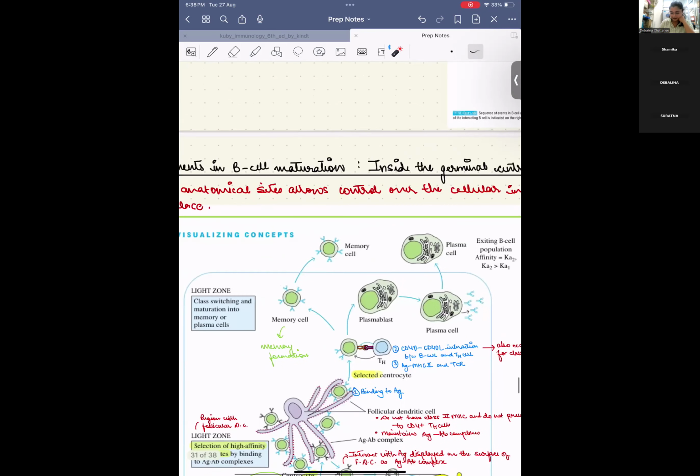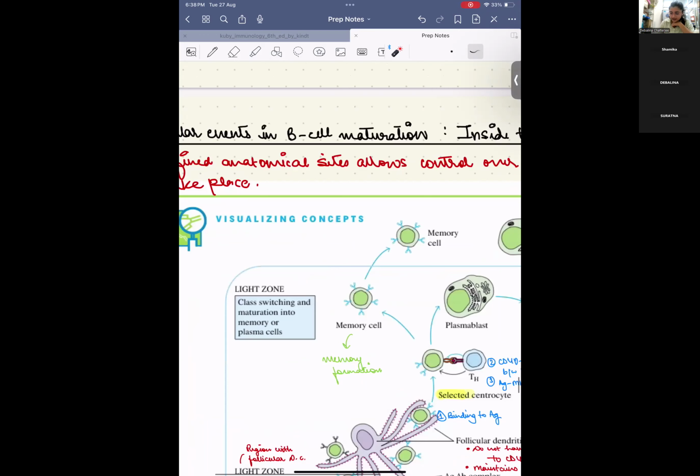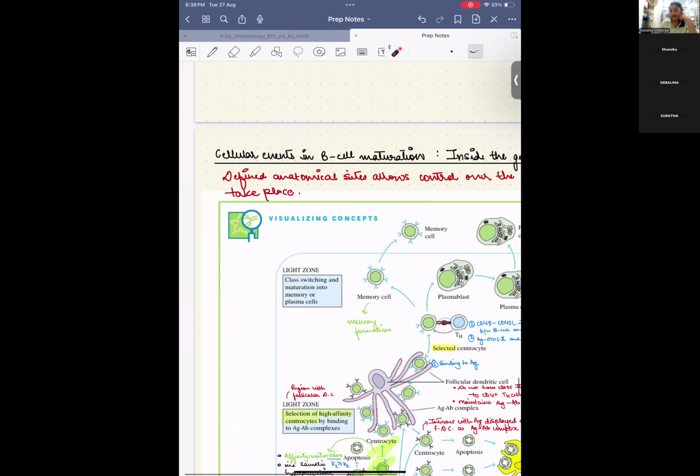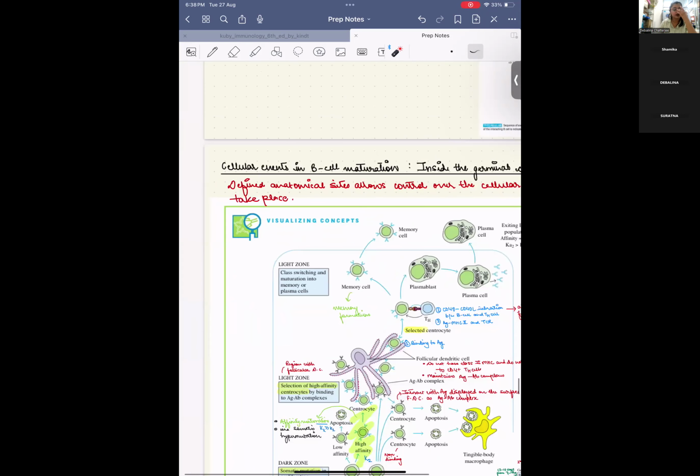The memory cell here also has the same function. It can either be present inside of this lymph node or it gets a chance to move out, but its job is just to retain the memory of whatever antigen encounter has happened, right? So this light zone is also the zone where class switching and maturation happen. Class switching, the process of maturation and memory essentially only happens in the germinal center.